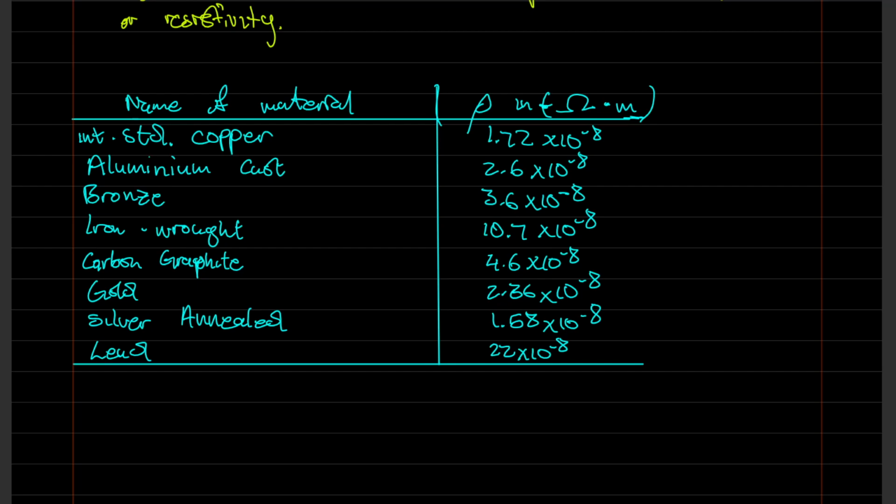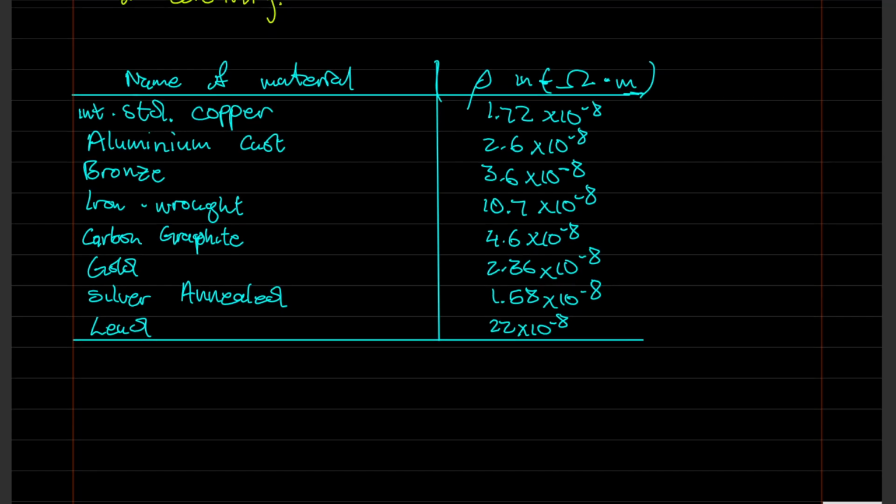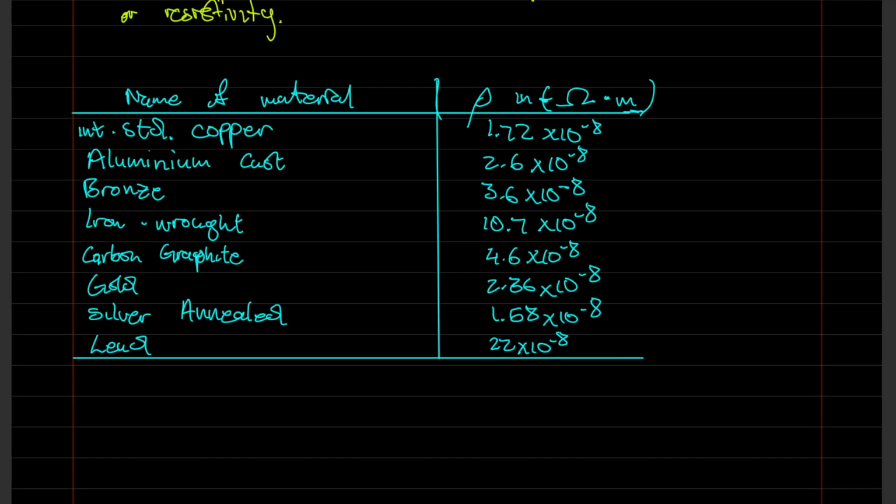Now, one thing to note here is that the material with the highest value of resistivity is the best insulator, while the one with the poorest value of resistivity is the best conductor. So here our best conductor would be copper, and the one with the lowest value of resistivity would be our best conductor.